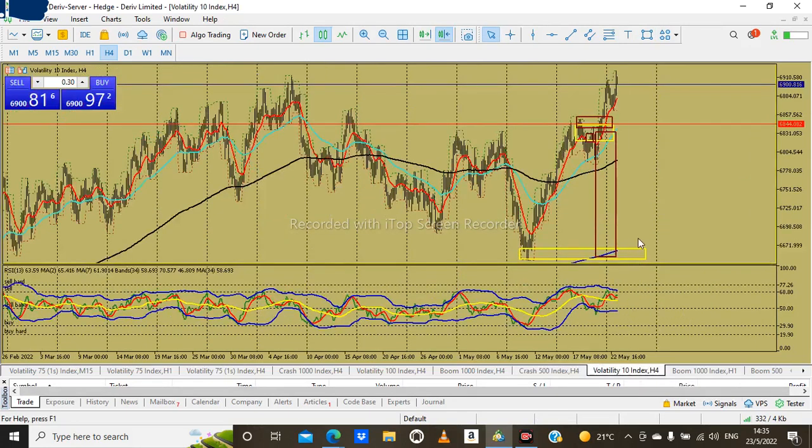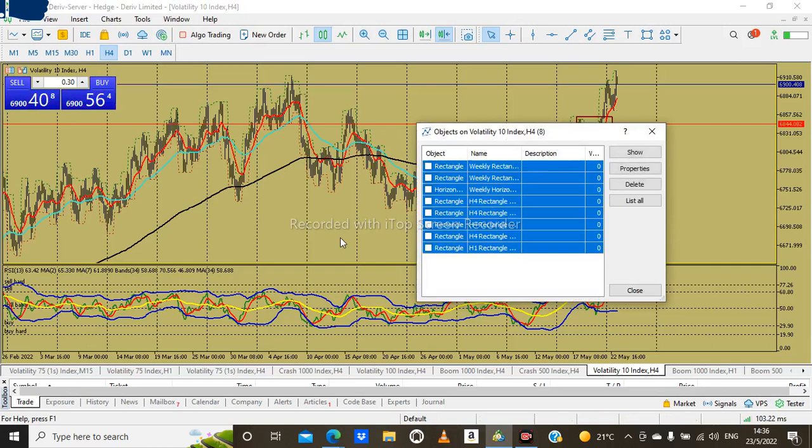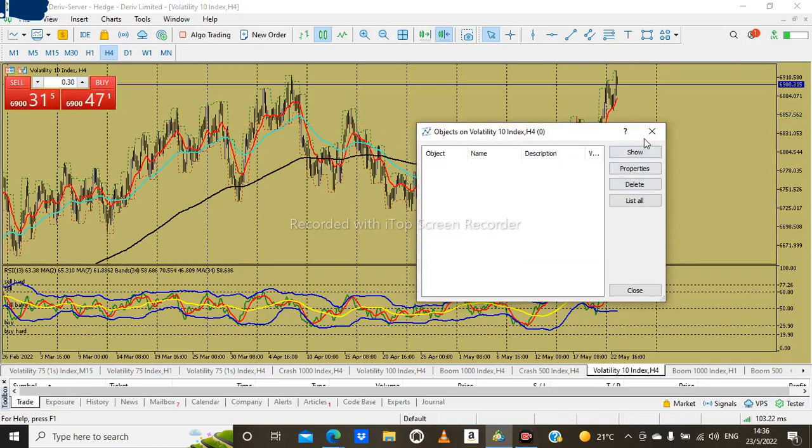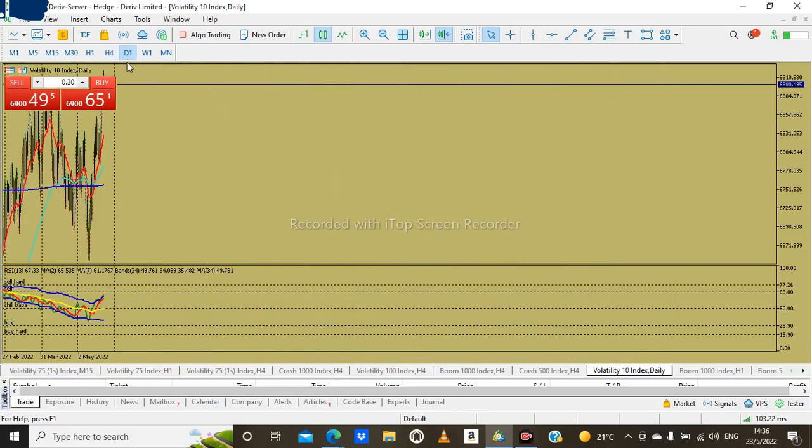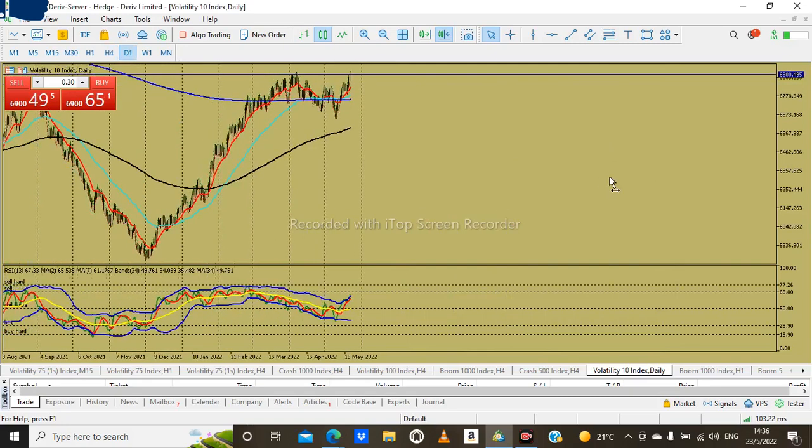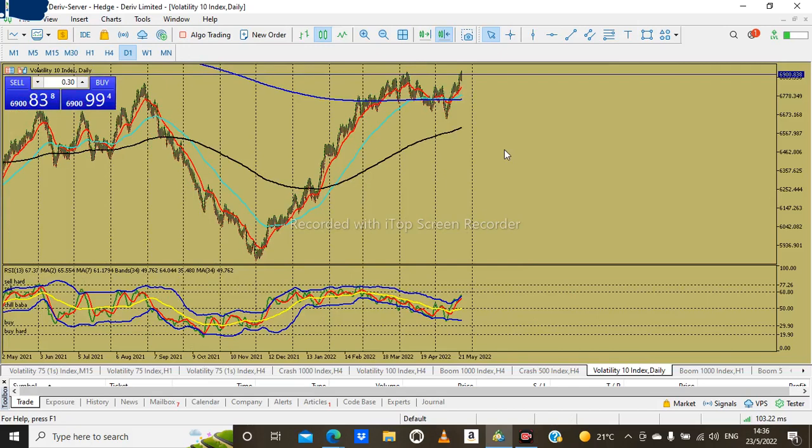Let's look at my favorite pairs. V10 did not come down. I like V10 because it's not heavy. This is based on personal view. Without even going much further, it's going to break that daily high. Price is going to continue going up.